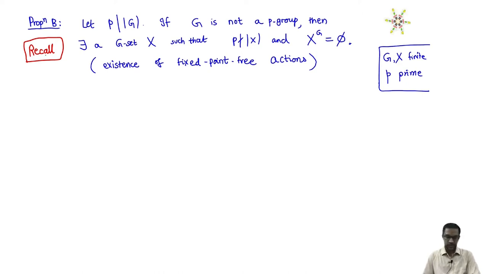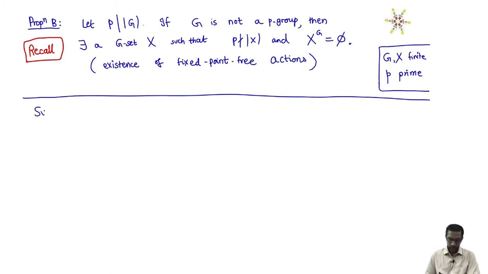So let me just recall the statement in the contrapositive form, which says, suppose I have a group G whose cardinality is divisible by P, but suppose G is not a P group, okay, then you can construct a finite G set X such that P doesn't divide the cardinality of X and such that there are no fixed points. So this is, in some sense, a statement about the existence of fixed point free actions also satisfying that cardinality coprime to P condition. And these are the blanket assumptions: G and X are always finite, and P is some fixed prime number. Now this is going to somehow be our starting point for the first Sylow theorem.